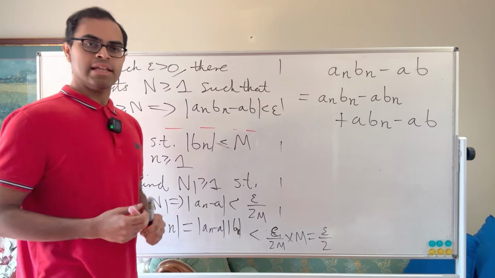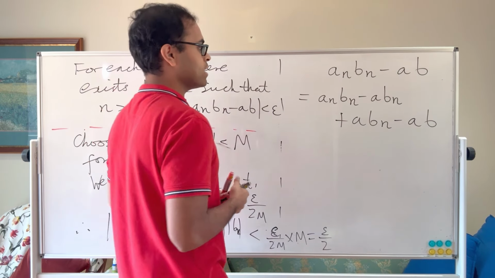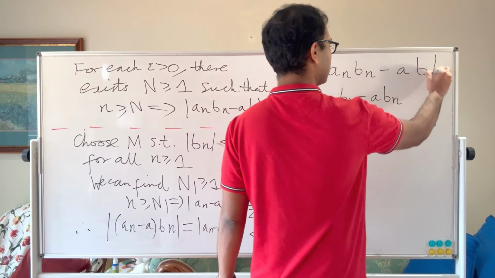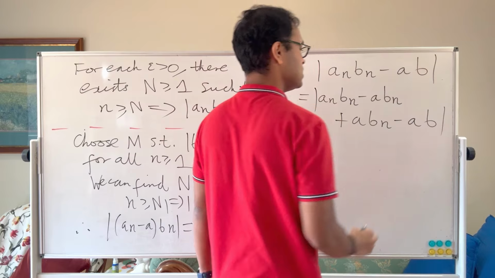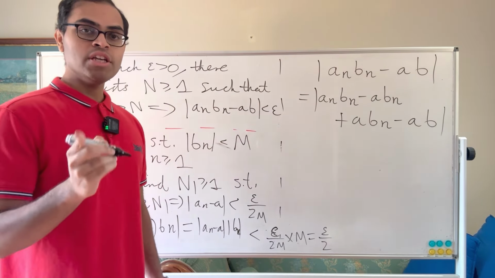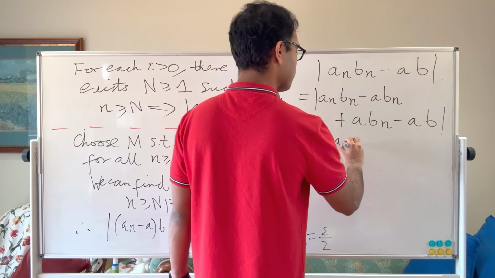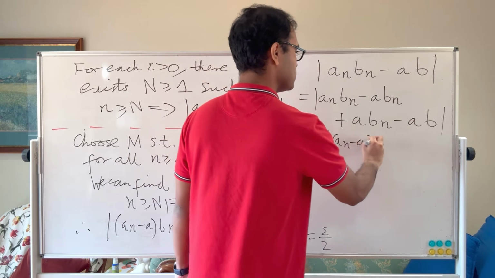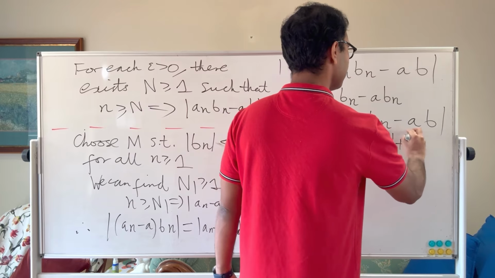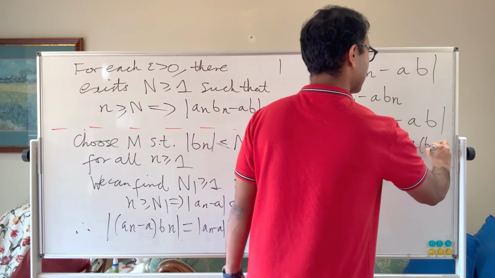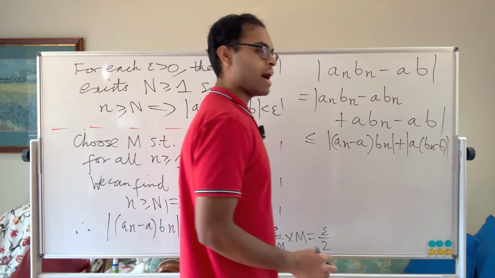All right, so let's now write it out. I'm just going to put absolute values here. So the absolute value of this is equal to the absolute value of this. Now we're going to use the triangle inequality. So this is less than or equal to the absolute value of an minus a times bn plus the absolute value of a times bn minus b. It's the triangle inequality for the absolute value.